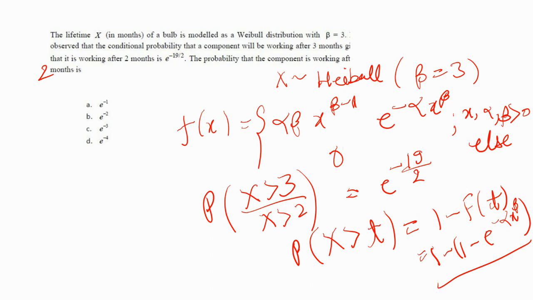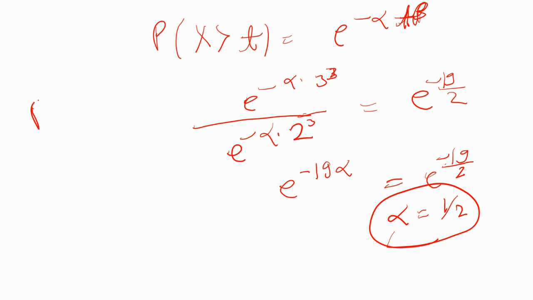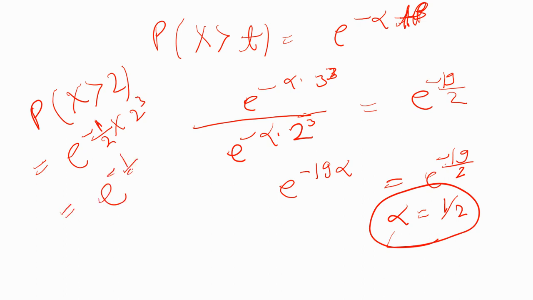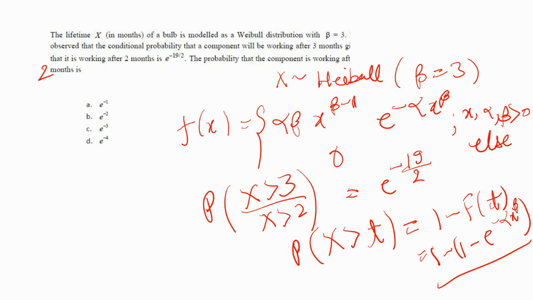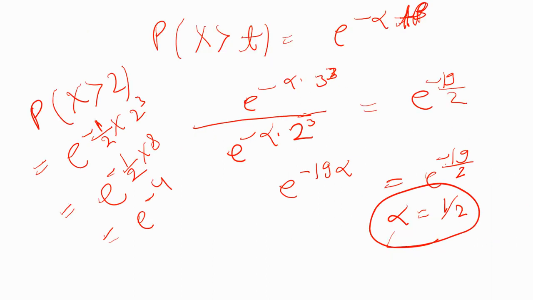Now we need to find the probability that the component is working after 2 months. So we need to find the probability x greater than 2. So x greater than 2 will be simply e to the power minus alpha times 2 cubed. So it will be e to the power minus half times 8, which is e to the power minus 4. Is it okay? Any doubts?